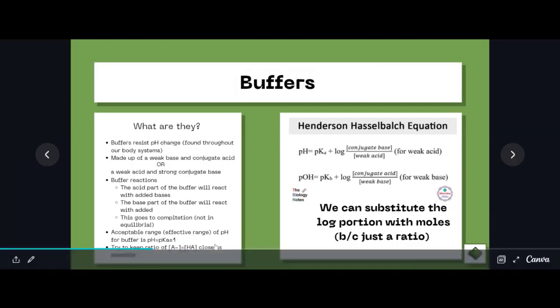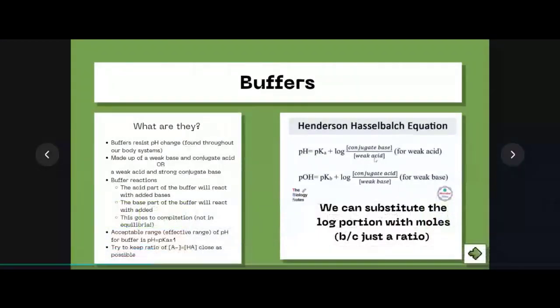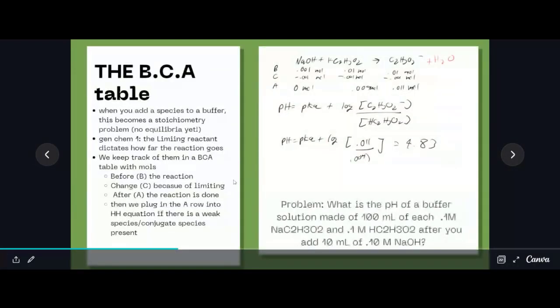So the reason why we want A minus to HA to be close is that this log part, when they're the same value, will be log of 1, and log of 1 is 0. So effectively, pH is equal to pKa. Yeah, and that's pretty much it for this slide. So this is when you're talking about the buffer equation.